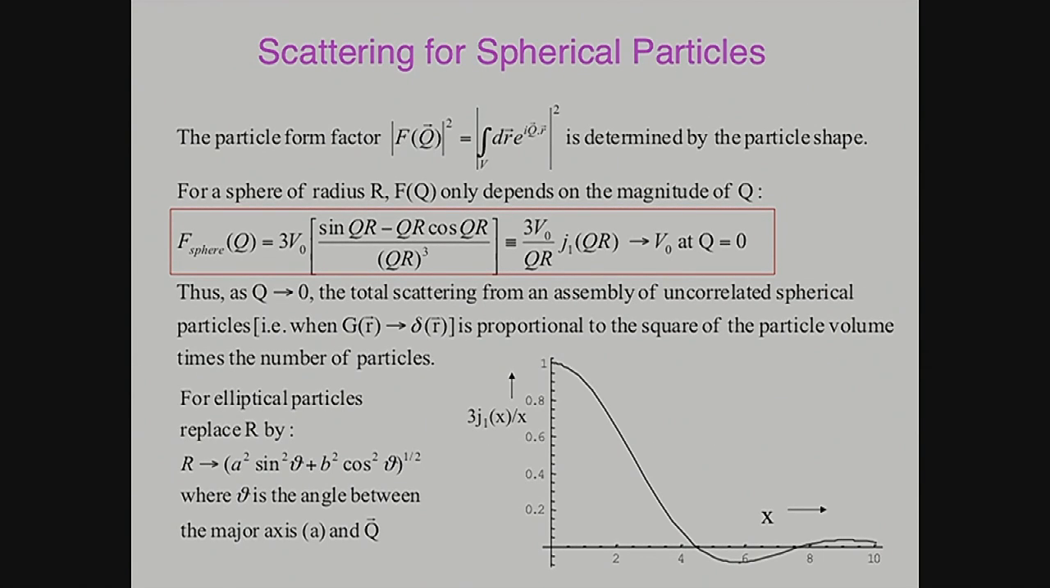And for a spherical particle, you can just write it down. This is the form factor, and it's going to be squared, so it's going to look like this. That's what it's going to look like in the scattering.